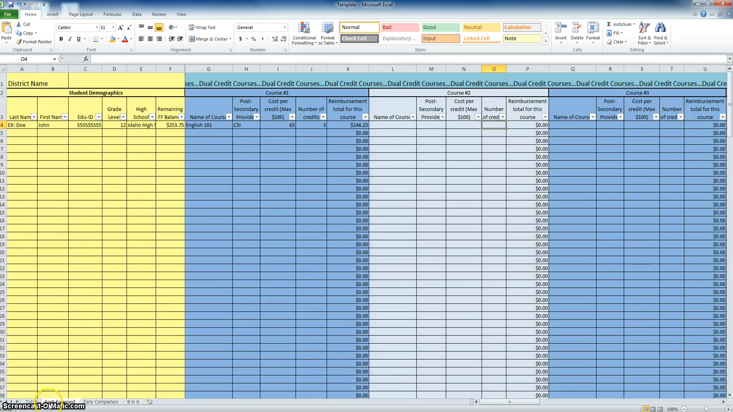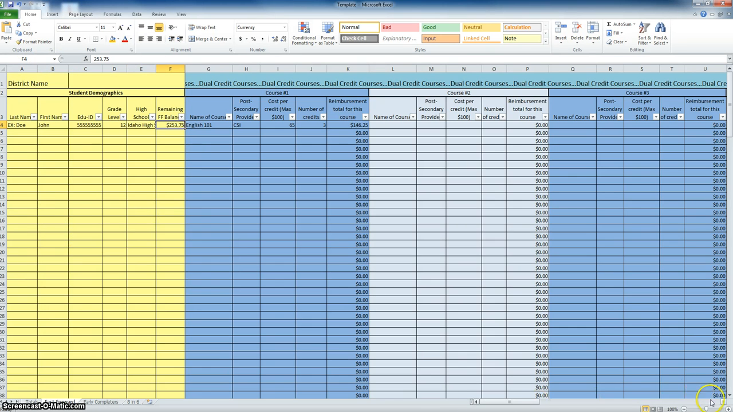Now, there are formulas built into this spreadsheet, and so you'll find that as you're putting in information, it will populate totals for you. So let's take a look at John Doe here. I have his EDU ID, his grade level, what high school he attends, and then his remaining balance. What you'll find in this sheet is there are 4 sections. This first section that I just went over is your student demographics.